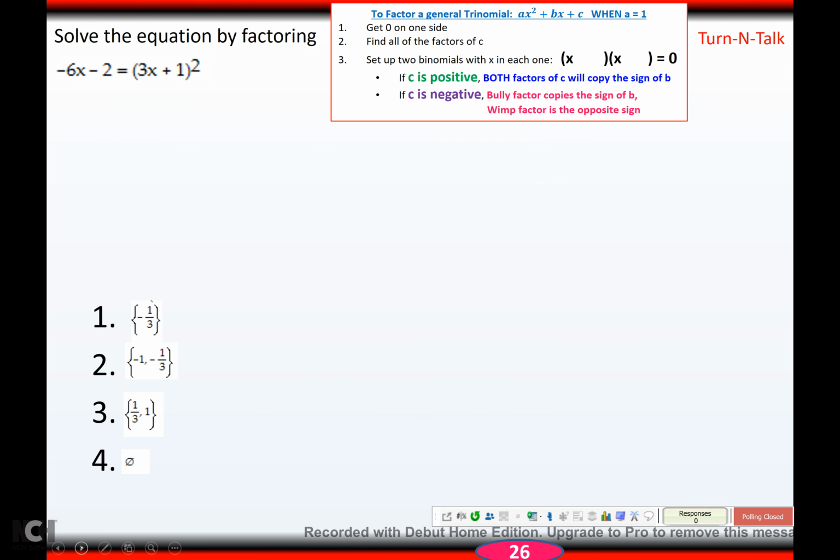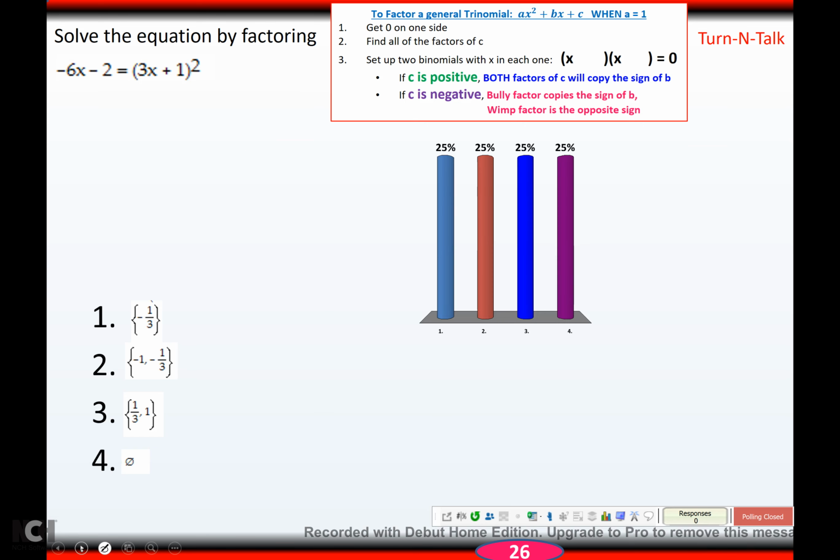Okay, go. Hit pause. And you should have got negative 1, negative 1/3. Let's look at why. If you didn't get that, I have to simplify.